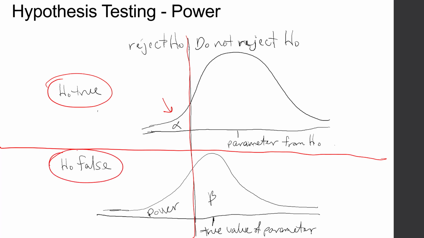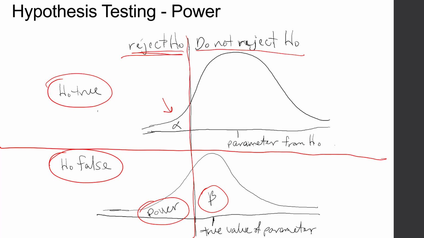Now think about the situation where the null hypothesis is actually false. Then there's a different distribution, which we haven't talked about yet, the alternative hypothesis distribution. If you reject the null hypothesis when the null is false, so to the left of the red line, you're in the situation of power. If you fail to reject the null hypothesis when the null hypothesis is false, that's the definition of beta. So you can see that power and beta are complements of each other.